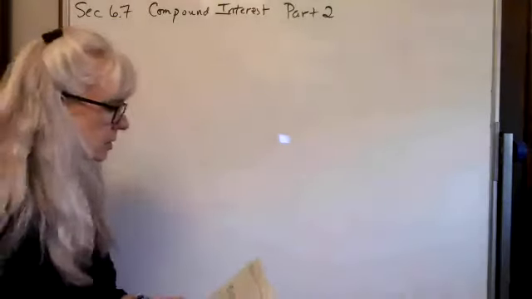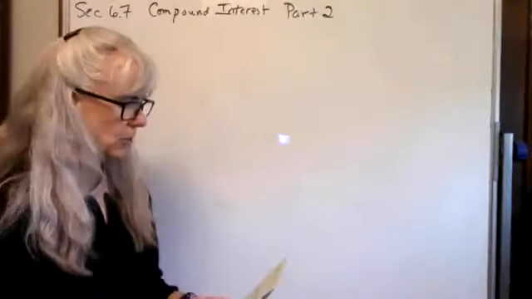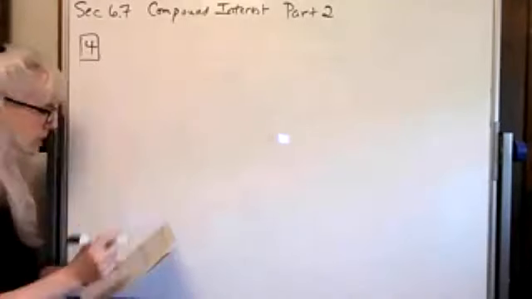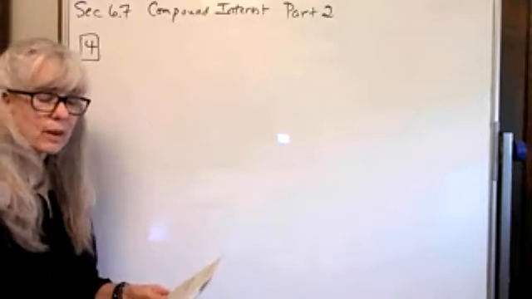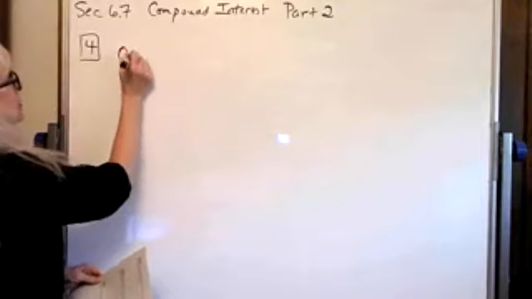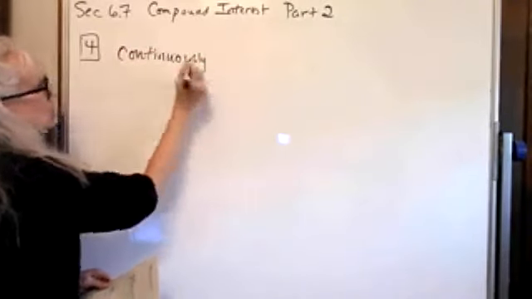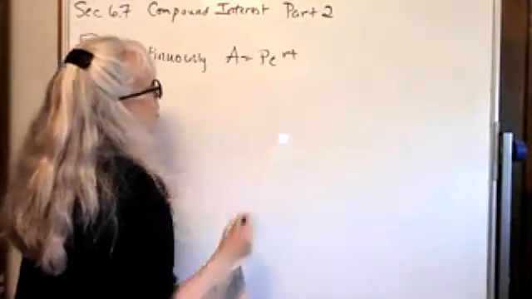So in part 2 and example 4, we continue our work with the compound and continuous interest formulas. So example 4 is wanting to know how many years will it take for an initial investment of 10,000 to grow to 25,000. Assume a rate of 6% compounded continuously. So again, continuously is telling me which of my two formulas to use. So I know I need to use A equals Pe to the rt.